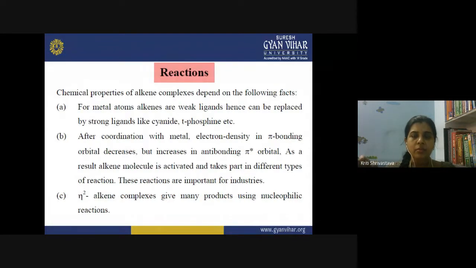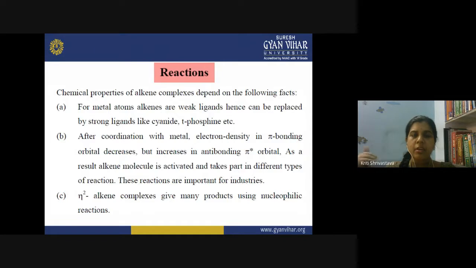Because the alkenes are very weak, they can be easily replaced. So the first type of reaction could be when the alkene is replaced from the complex. When a stronger nucleophile attacks the metal atom, then what will happen? Then the alkene will be replaced. So this would be the first type of reaction commonly known for metal alkene complexes, where the substitution of alkene takes place by a stronger ligand.